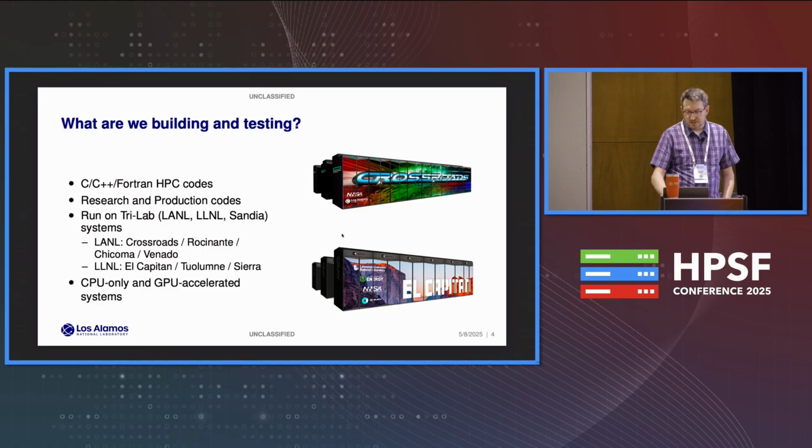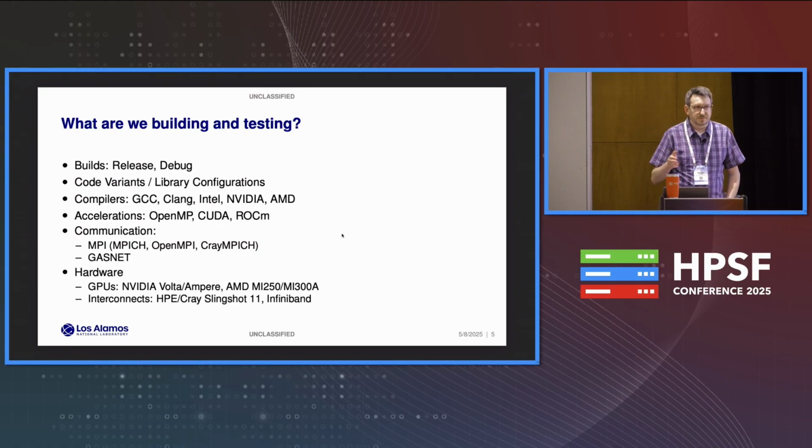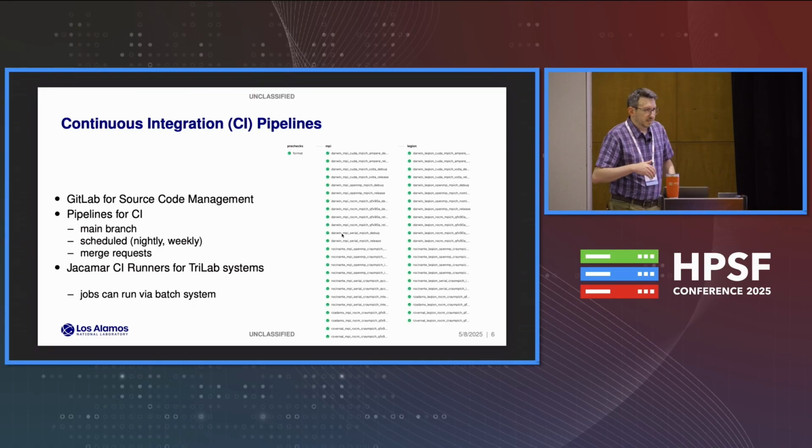So while we're developing these codes, we have a whole range of different configurations we have to care about. We do release builds, debug builds, everything in between, all kinds of configurations of our own code with features turned on and off, all sorts of compilers we care about, various acceleration modes turned on and off. And then we have various communication stacks we have to support. So all sorts of MPIs, maybe a little bit of GASNet. And of course, then you have the differences in the hardware itself. So various generations of the GPUs and maybe different interconnects you have to care about. Okay, so it quickly explodes.